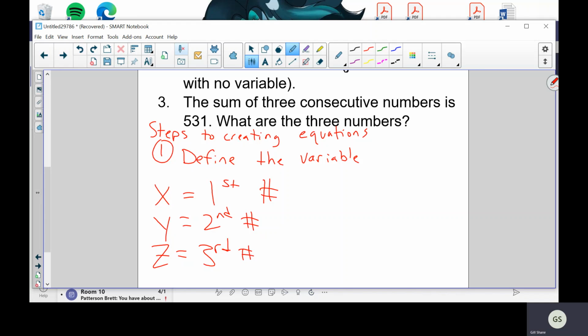We now know the three variables. What's the math we're doing with those three variables? We said we were going to add them all together, right? So we've got almost the whole equation created.